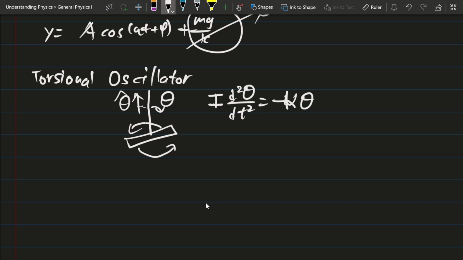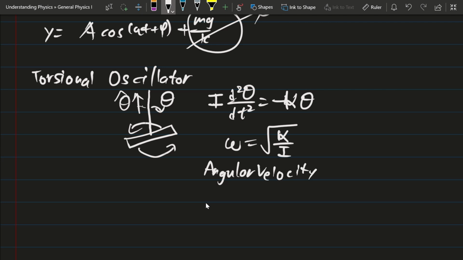So doing the same thing, you would figure out that this angular frequency is the square root of kappa over I. And by the way, this omega here doesn't truly mean that it is the angular velocity as well. In fact, the angular velocity for this object will be the amplitude multiplied by the omega which we have here. So you need to be careful of this notation that you have here, the angular frequency as well as the angular velocity.